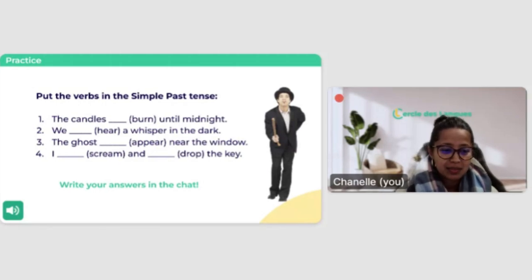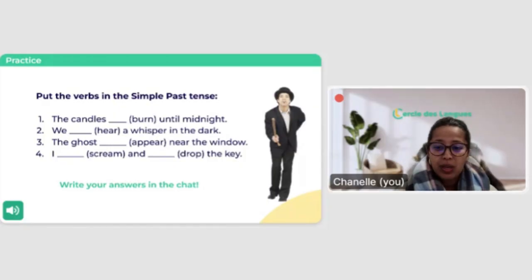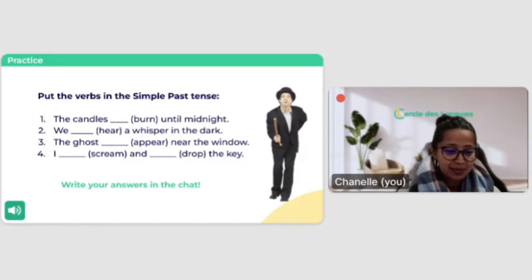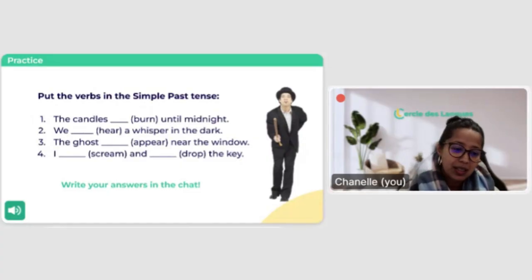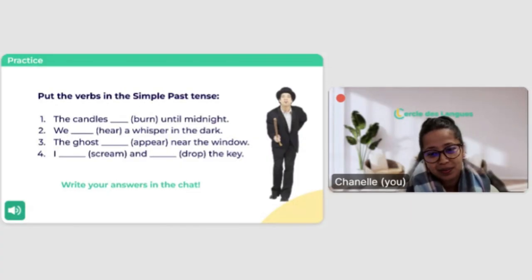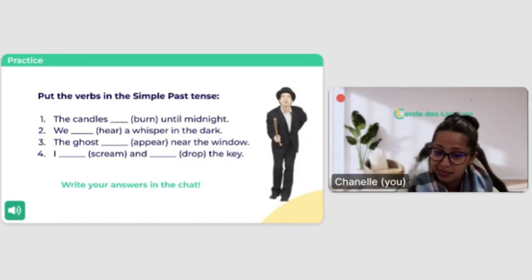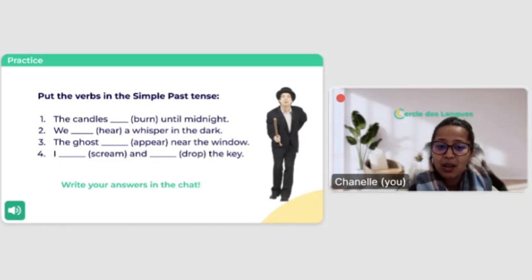Wonderful. So it's burned. We hear a whisper in the dark. What is it? We hear. Is it regular or is it irregular? Wonderful. It is. We heard. The ghost appear near the window. Beautiful. The ghost appeared near the window. I scream and drop the key.